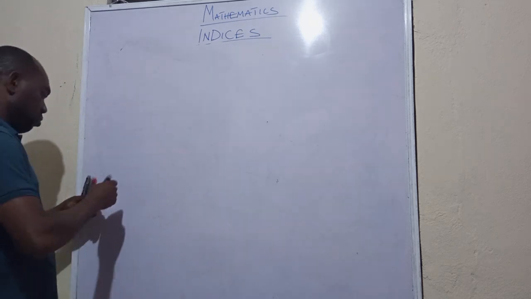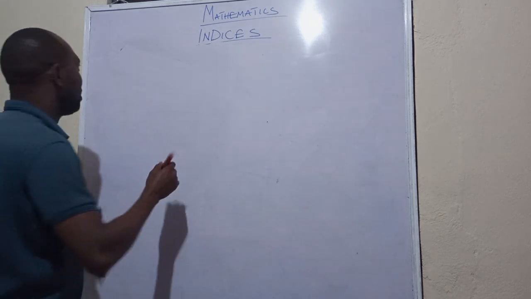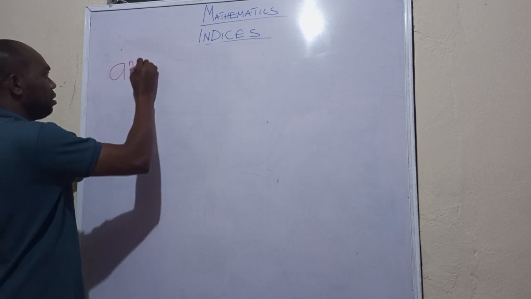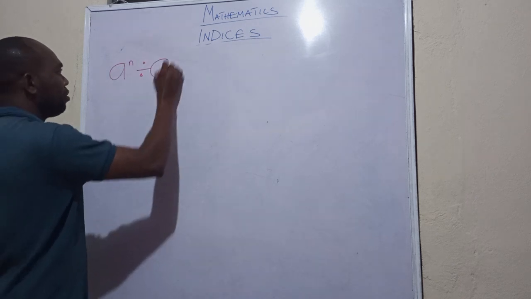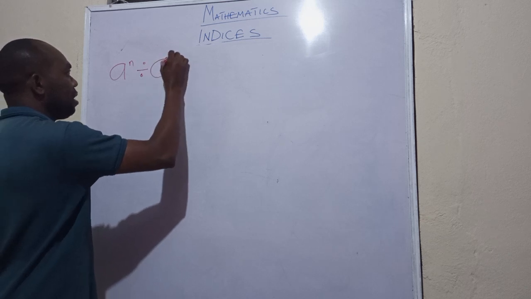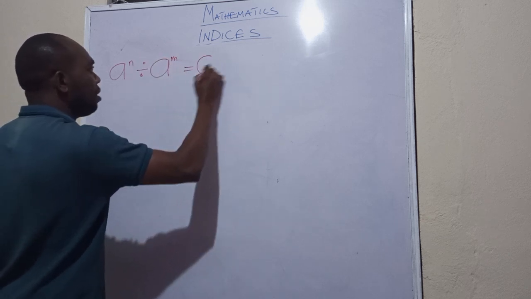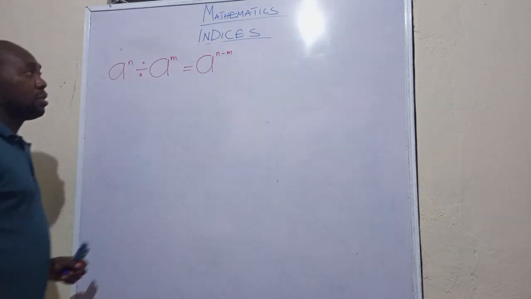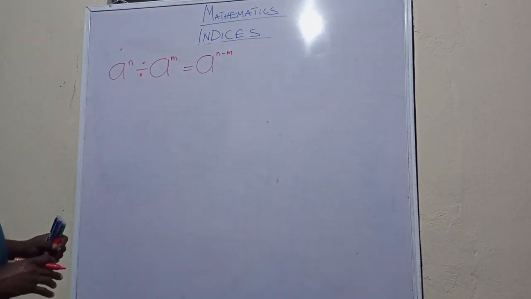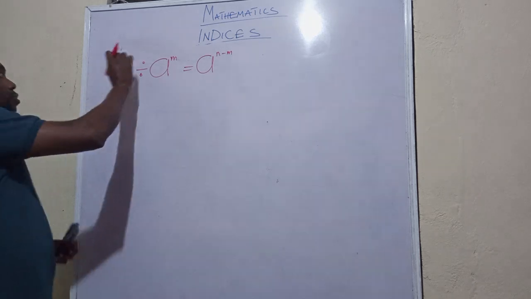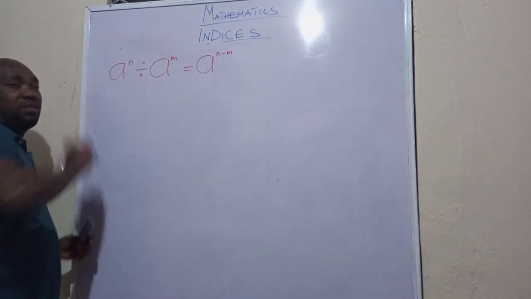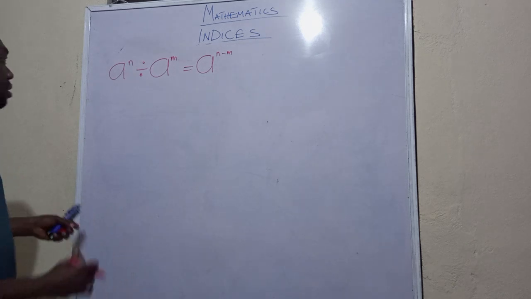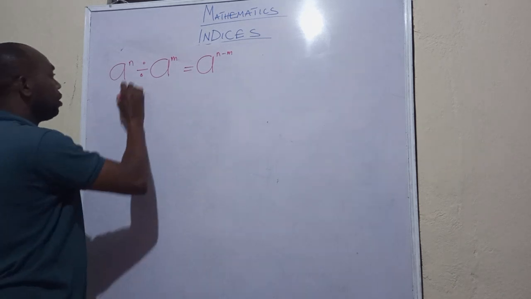remember this rule that says that a raised to the power of n divides a raised to the power of m. It simply means a raised to the power of n minus m. But what if the magnitude of this index is the same magnitude of this index? What will happen? Let's look at this, and we can call it rule 8.